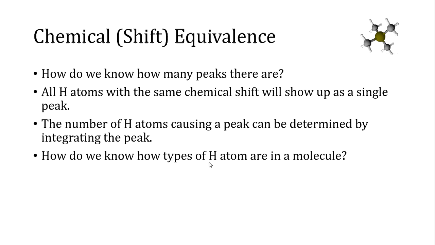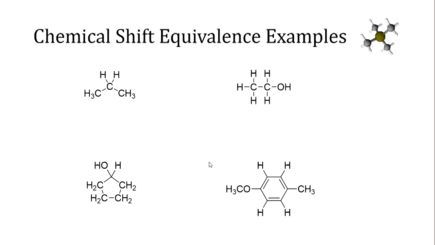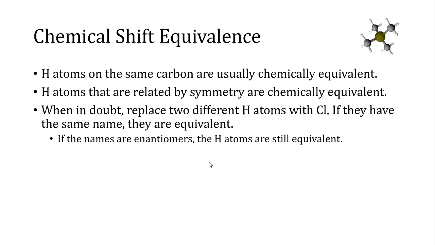How do we know, then, how many types of hydrogen atoms are going to be in a molecule? Usually we can make some determinations based on symmetry of the molecule. For example, the hydrogen atoms attached to the same carbon atom are usually chemically equivalent. As I mentioned, there are some complex cases that will be covered in an upcoming video on complex NMR peaks. But for the most part, hydrogen atoms on the same carbon atom are usually chemically equivalent. Hydrogen atoms that are related by symmetry are also usually chemically equivalent.